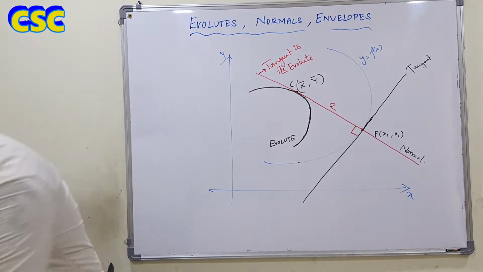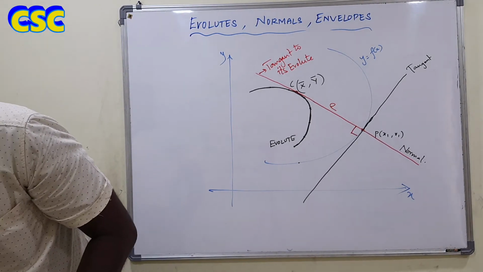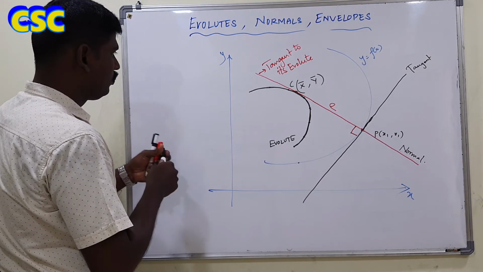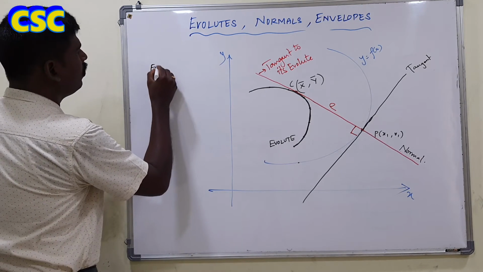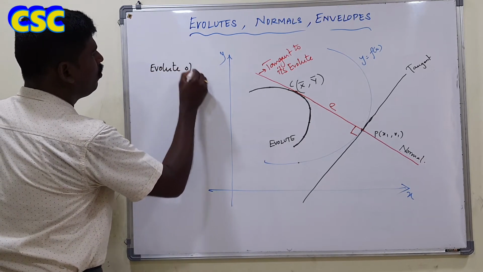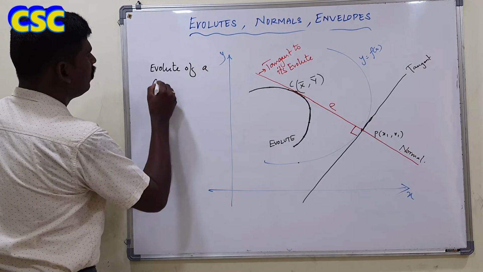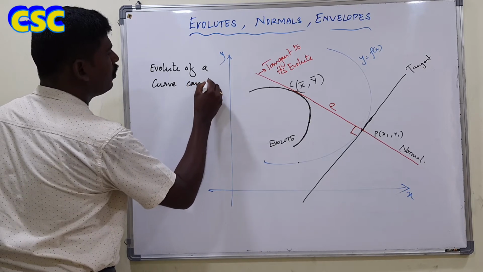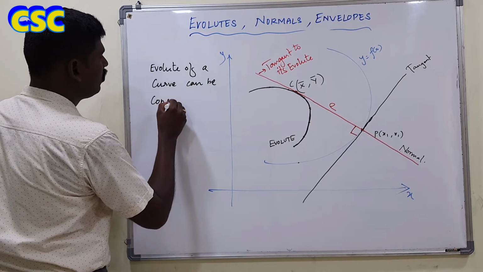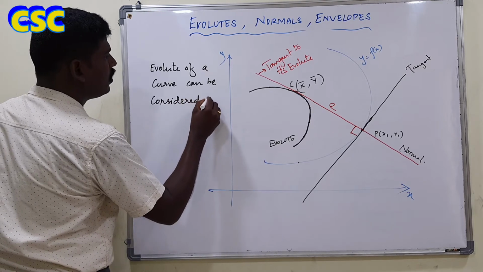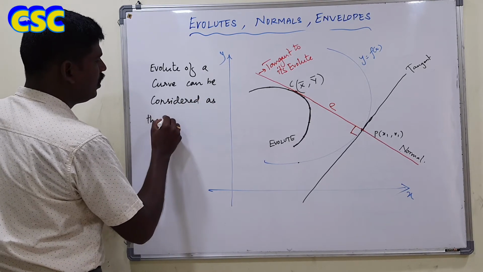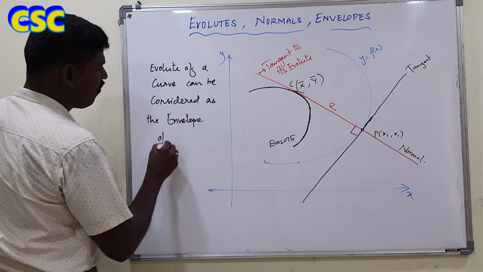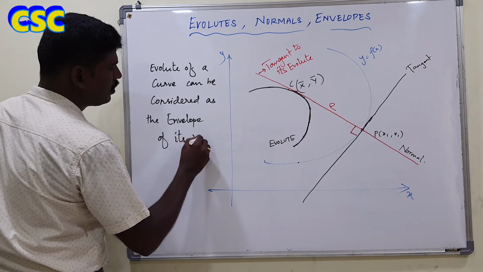And now the second part: the evolute of a curve can be considered as the envelope of its normals.